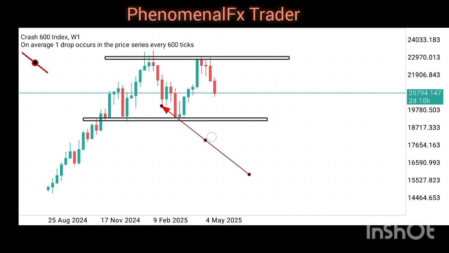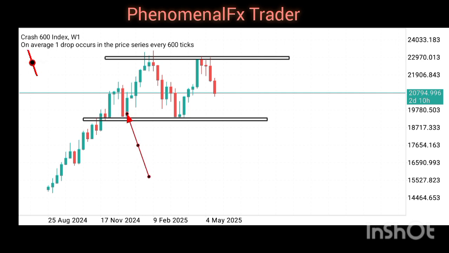Now what we have here on this weekly time frame: the market bought massively, got to this level, and we tend to be seeing a kind of double top right here. This looks like a double top, and if this is a double top, then this level here is actually going to be our neckline.